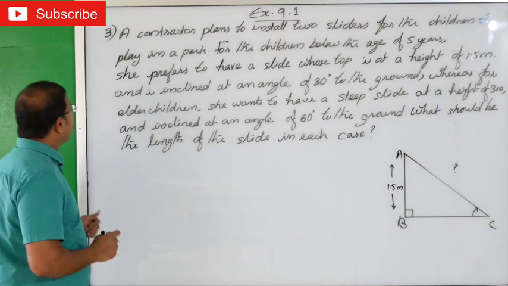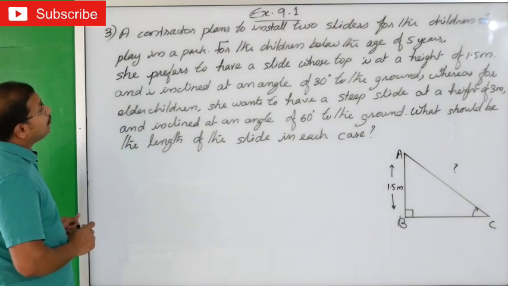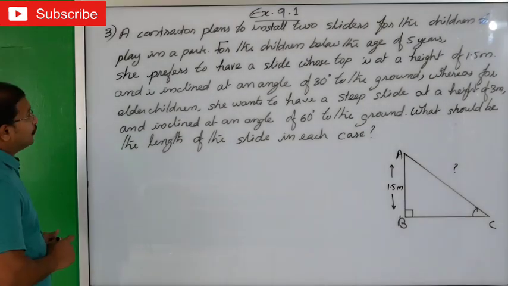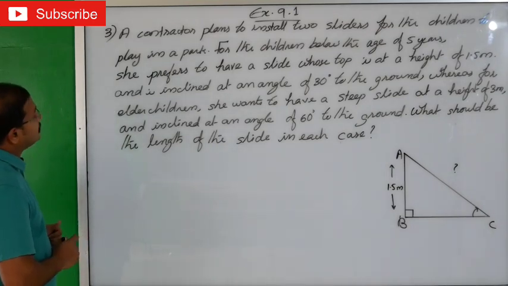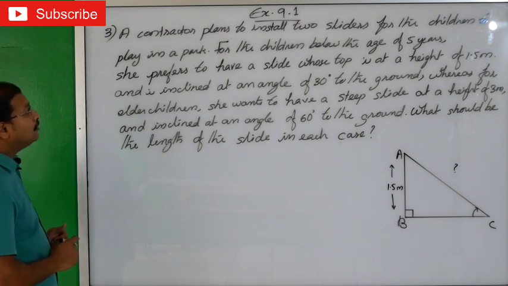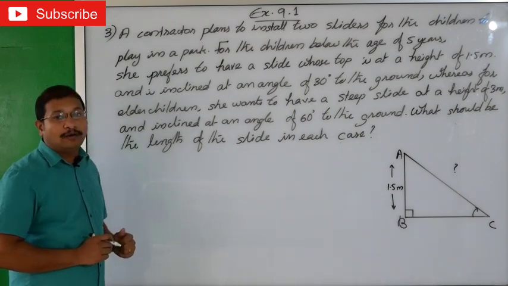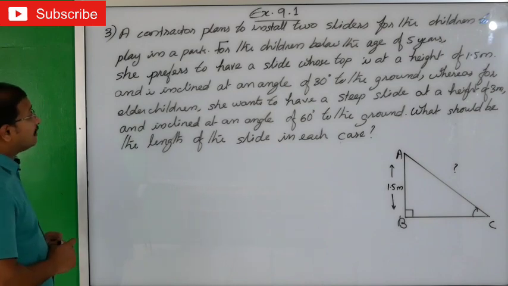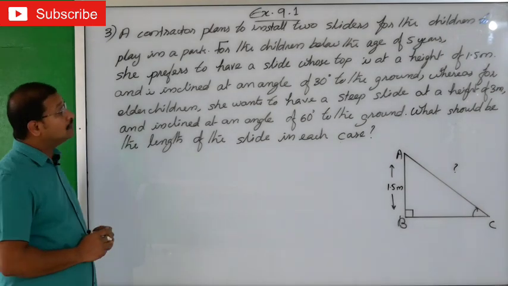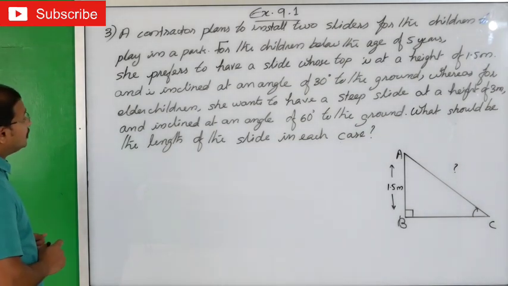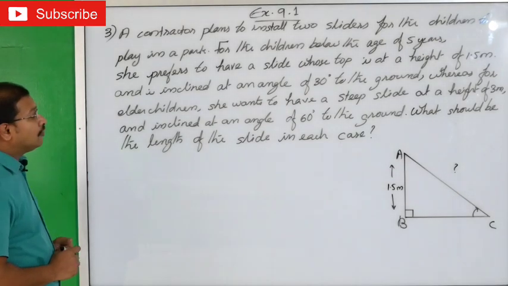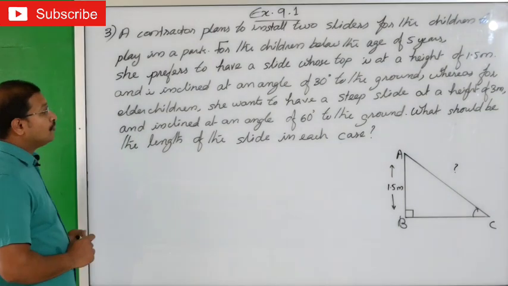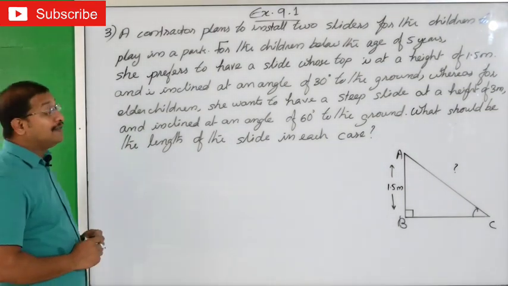Question number 3. I'll read the question once. A contractor plans to install 2 slides for the children to play in a park. For the children below the age of 5 years, she prefers to have a slide whose top is at a height of 1.5 meter and is inclined at an angle of 30 degree to the ground. Whereas for the elder children, she wants to have a steep slide at a height of 3 meter and inclined at an angle of 60 degree to the ground. What should be the length of the slide in each case?